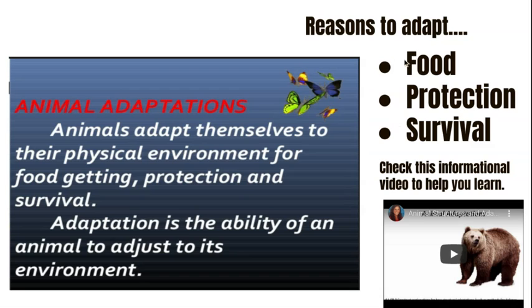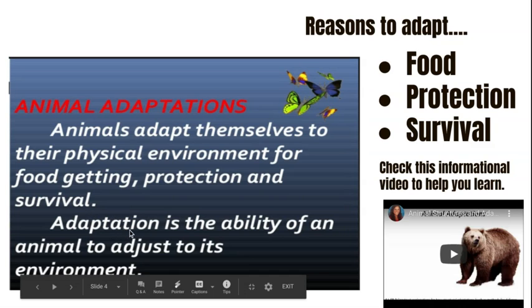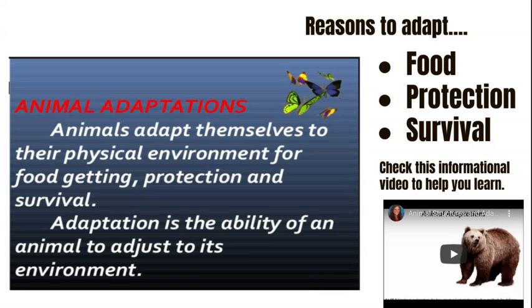They need to adapt because of food. Okay, they need food and they might need to adapt for protection and they might need to adapt to survive. Animals adapt themselves to their physical environment for food, getting protection, and survival. Adaptation is the ability of an animal to adjust to its environment. So, what this means is an animal needs to adjust or be in a certain spot for a period of time in order to survive or protect themselves or get food. Okay.